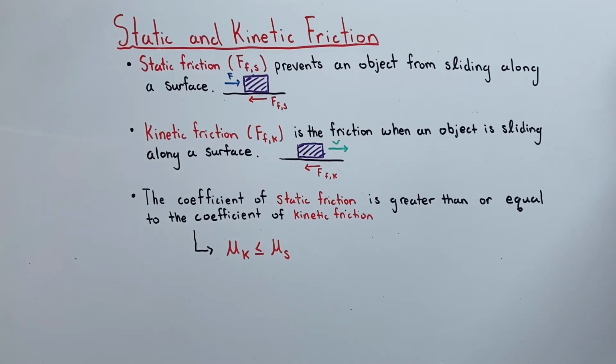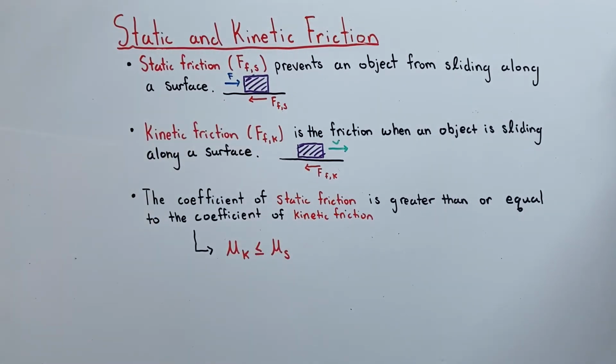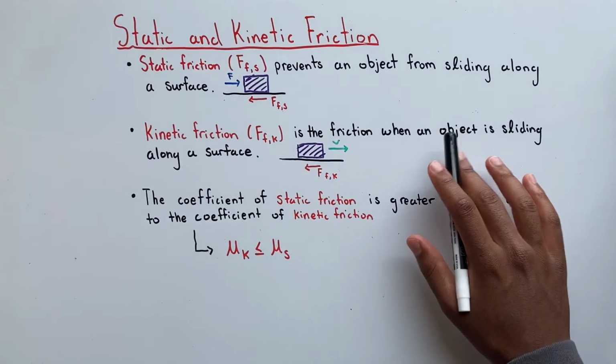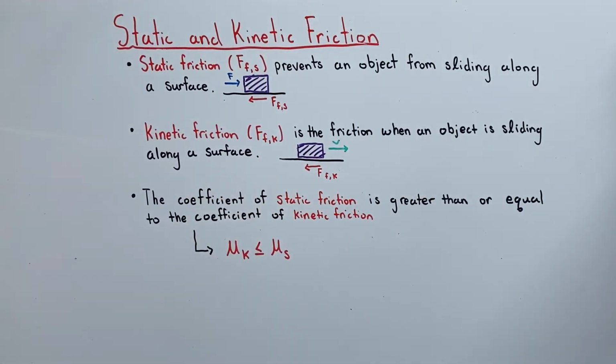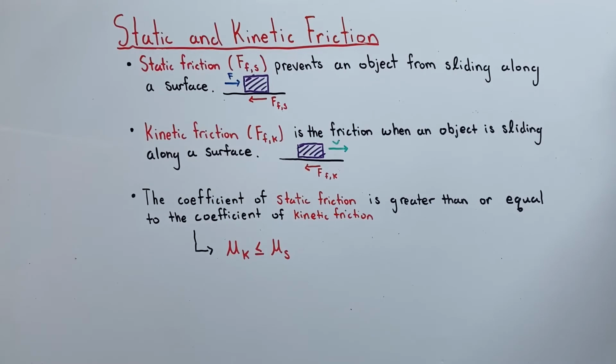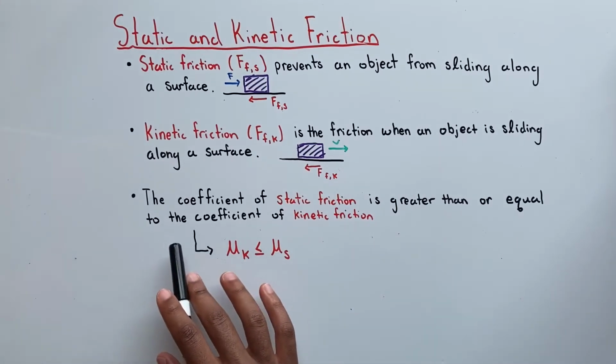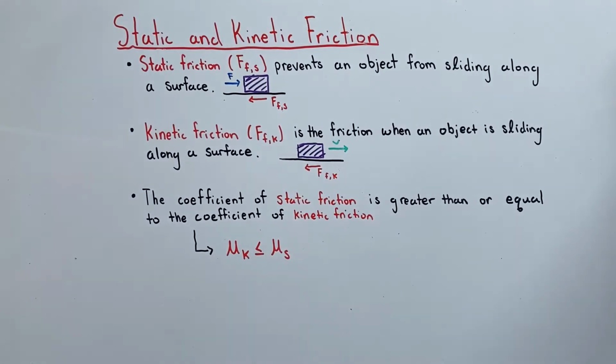For instance, when you're trying to push a large table across the floor, the initial resistance is due to static friction, while kinetic friction is the friction when an object is sliding across the surface. So when you push a box across the floor, you will see the box slow down and stop, and that's due to kinetic friction. And one last thing you have to know about static and kinetic friction is that the coefficient of static friction is greater than or equal to the coefficient of kinetic friction.